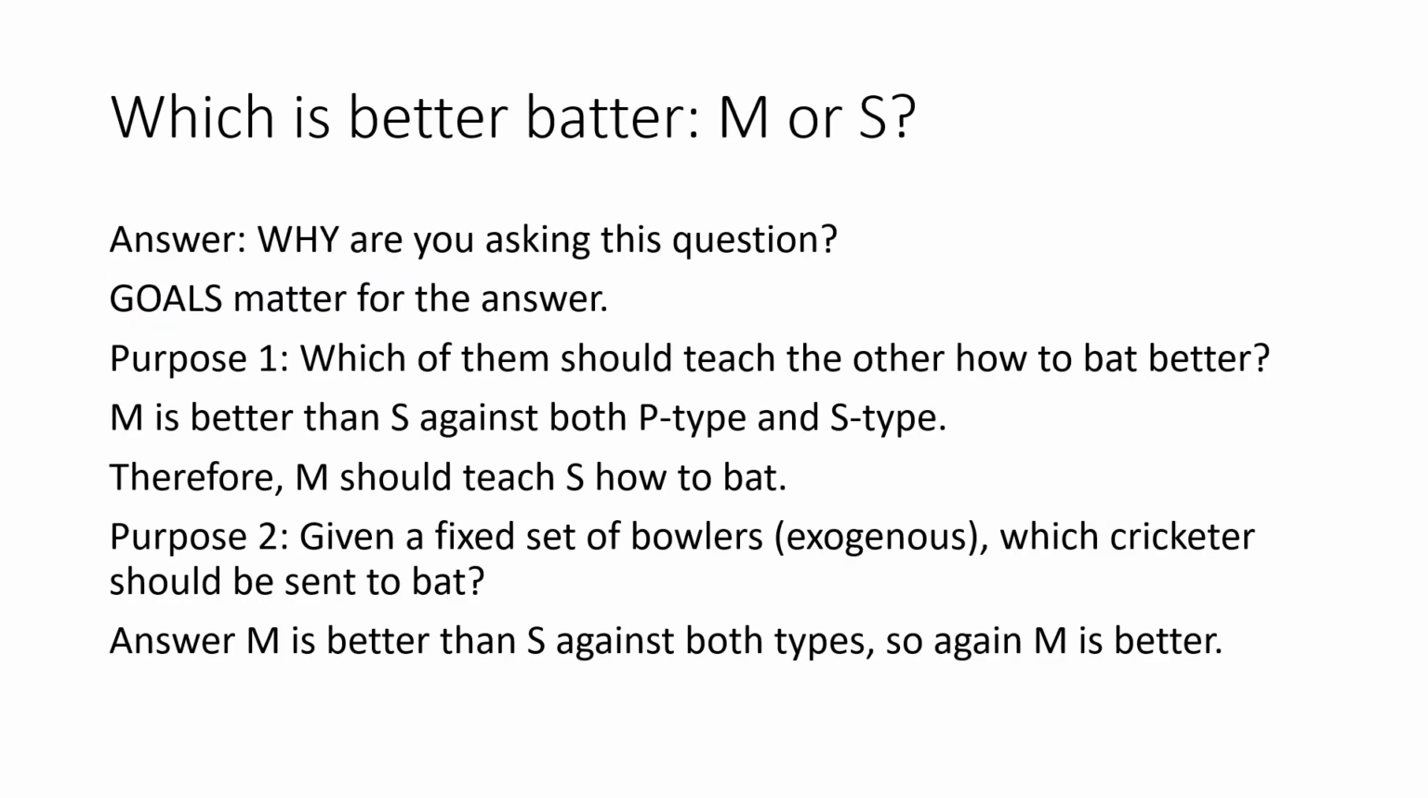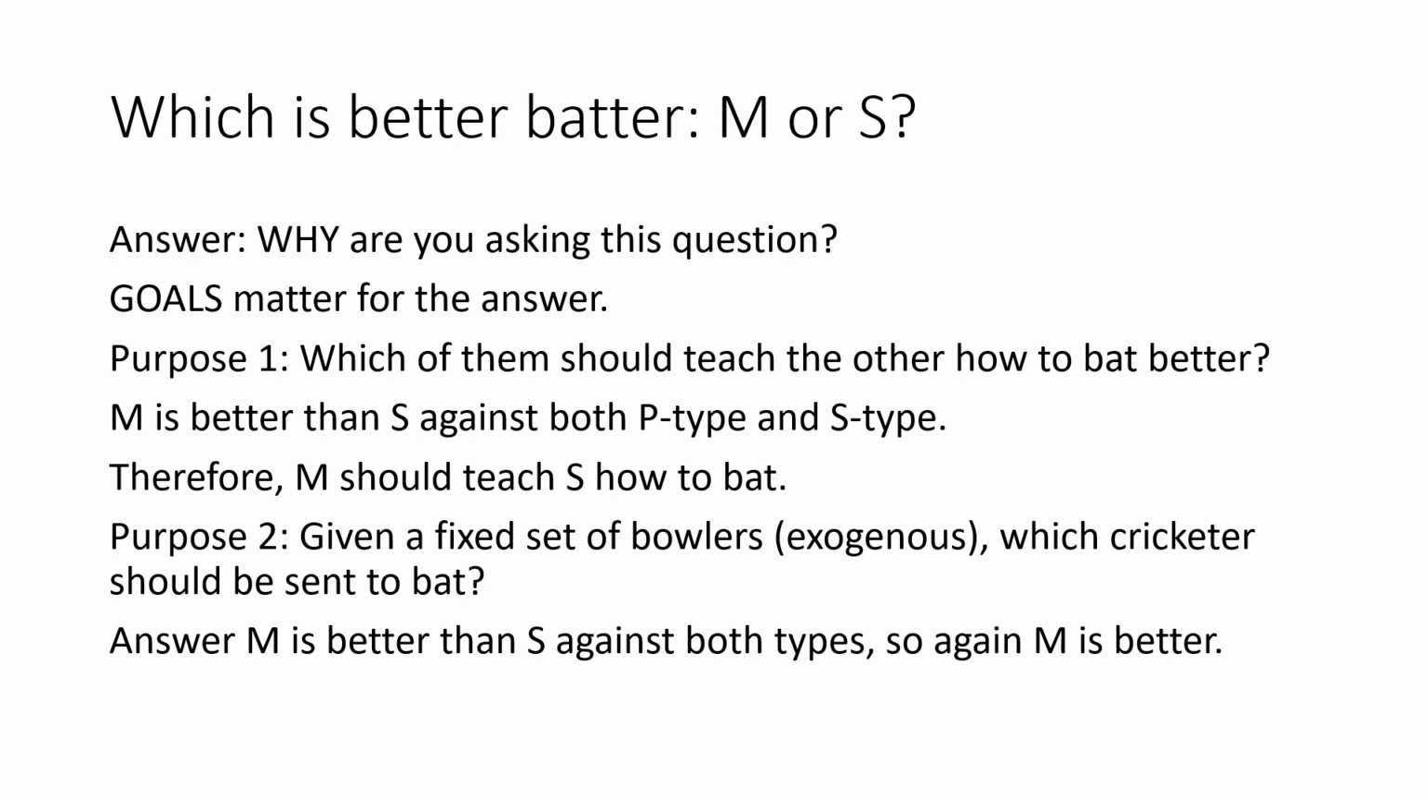So when we come to the question of who is the better batter, the answer depends on why we are asking this question. The goals matter importantly. For example, suppose our goal is that we want one of them to teach the other how to bat. So in this case, based on this data, Miyandad is better than Sangakkara against both pace and spin bowlers. So Miyandad should teach Sangakkara how to bat against pace and against spin.